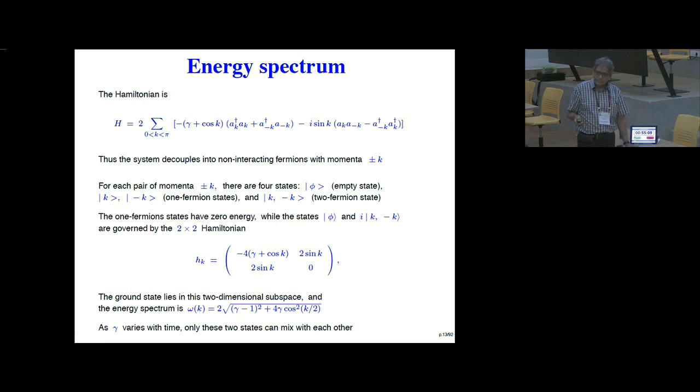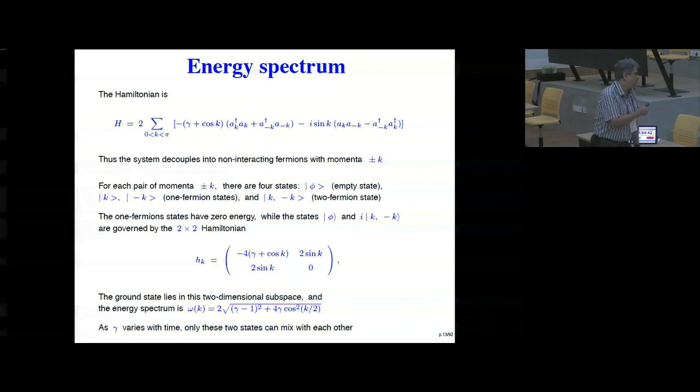So the ground state lies in this two-dimensional subspace, and the energy spectrum is given by this. You can just read this off directly from here. I've actually shifted a variable. I think I've taken out a factor of minus 2 gamma plus cos k here. If you take that out, then you get a minus 2 gamma plus cos k here and plus 2 gamma cos k. So there's a term proportional to sigma z and a term proportional to sigma x. And if you have a sigma z plus b sigma x, the eigenvalues are plus minus square root of a squared plus b squared. So that's where you get the spectrum.